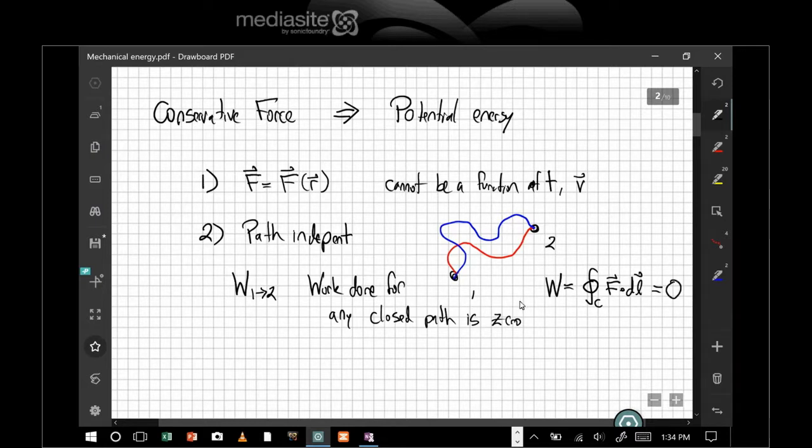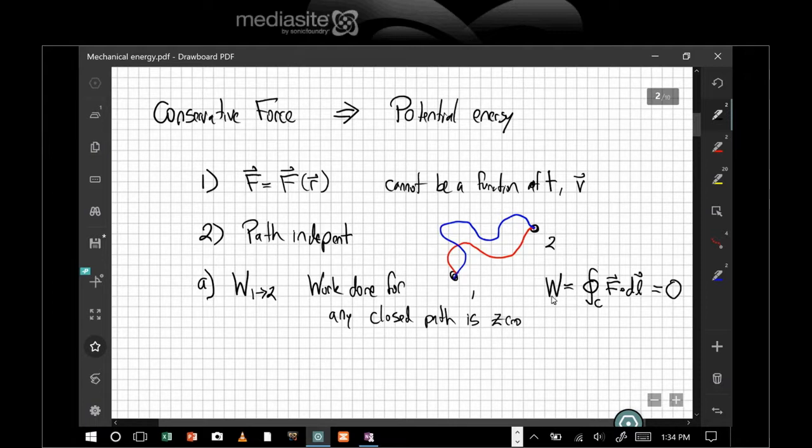That is the first condition, path independence, and there are two ways to show it. What we can show is that something is path independent: that the work done from 1 to 2, given any path, is always equal to the same value.